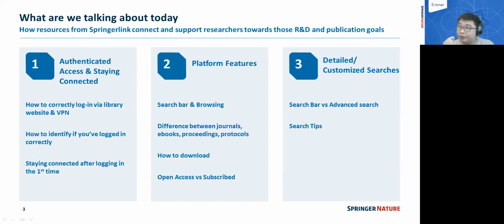And then lastly, we will talk a little bit about the detailed or customized searches. So on platforms seperti SpringerLink ini, most of the time you go on there is because you're searching for content related to your particular subject area. So how do you do the searching? What are the ways of doing so?